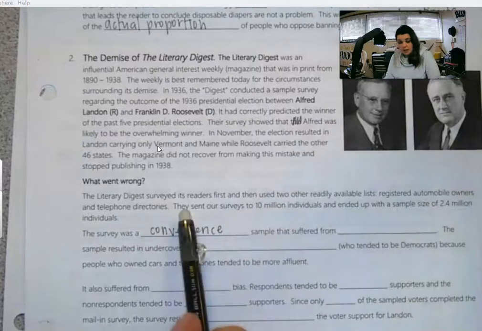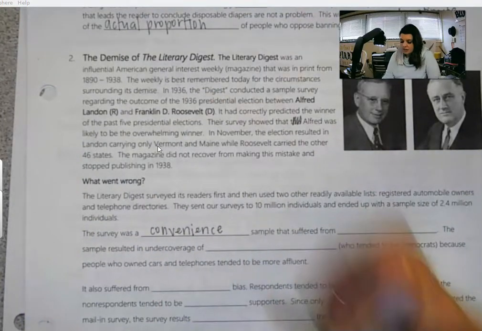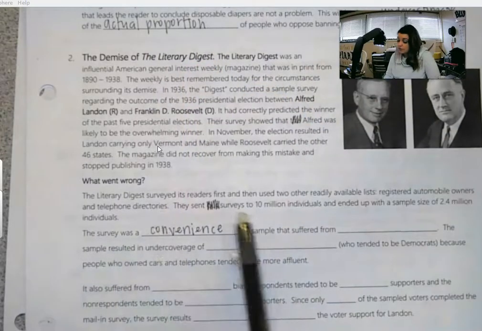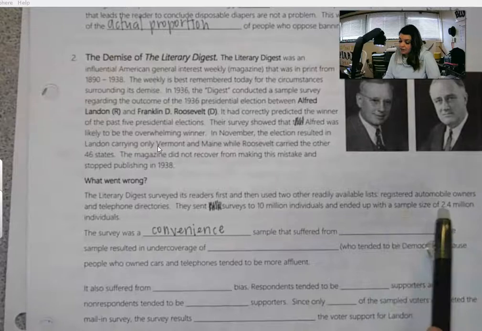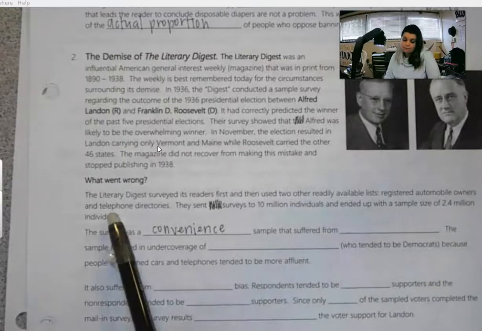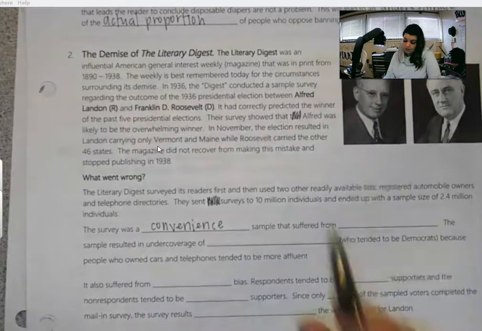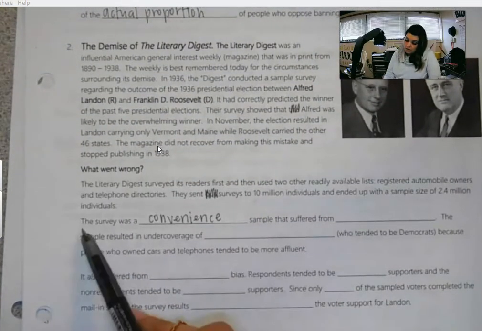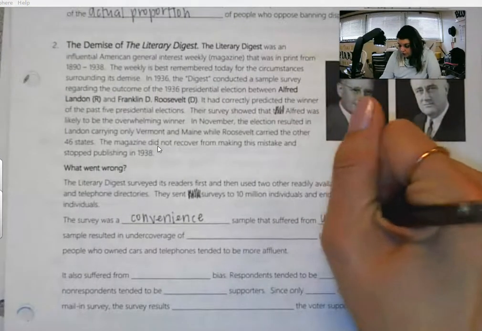Oh, I forgot to say, they sent surveys to 10 million individuals and ended up with a sample size of 2.4 million. Okay. Well, 2.4 million is like a response rate of 24%. That's not very great. The survey was a convenience sample that suffered from under coverage.